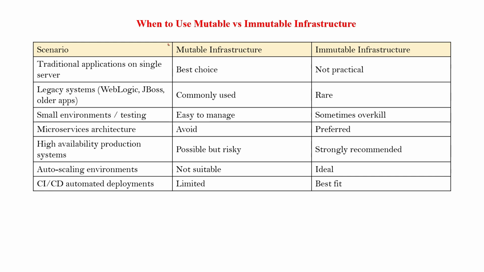So these are the scenarios for mutable and immutable infrastructure. When we say a traditional application on a single server, mutable is the best choice. Immutable is not practical because you have a traditional application where everything is on a single server. If it is a single server, then you cannot go with the immutable because it will be a downtime for your application. If you are going to destroy that machine for any small configuration changes, you will have multiple outages. So this is not applicable. Mutable is the best choice in the case of traditional applications where you can change the existing infrastructure, right?